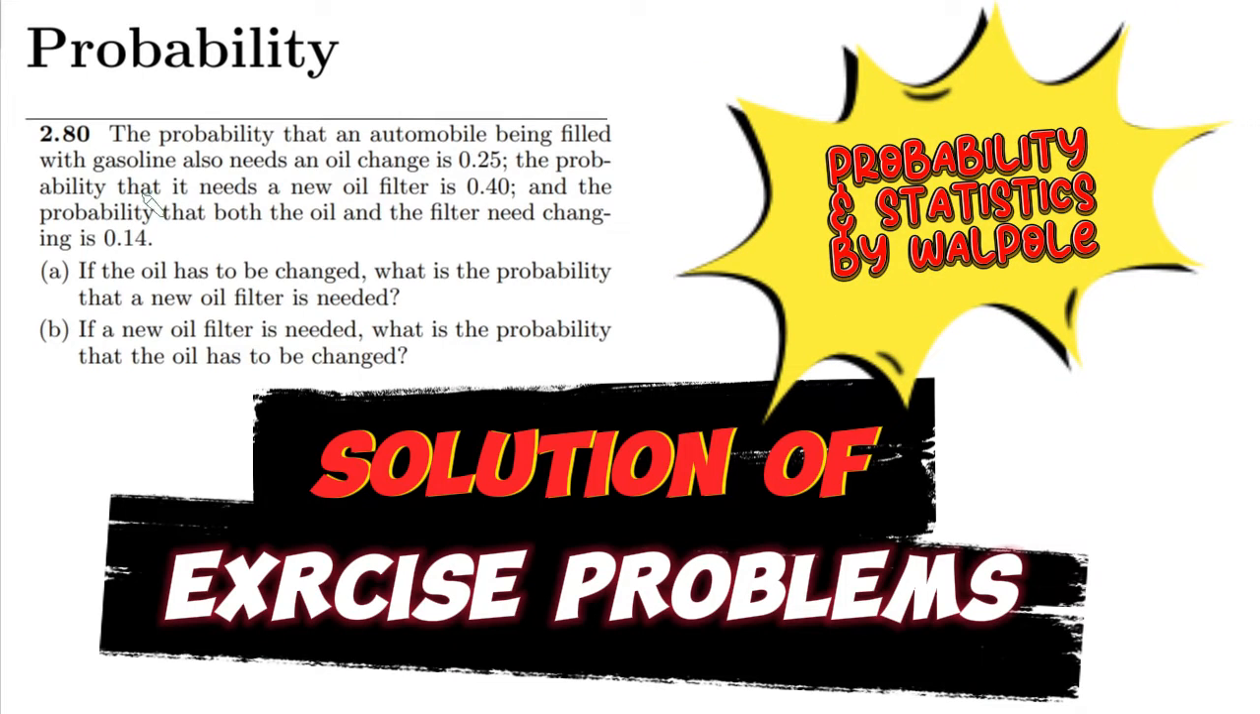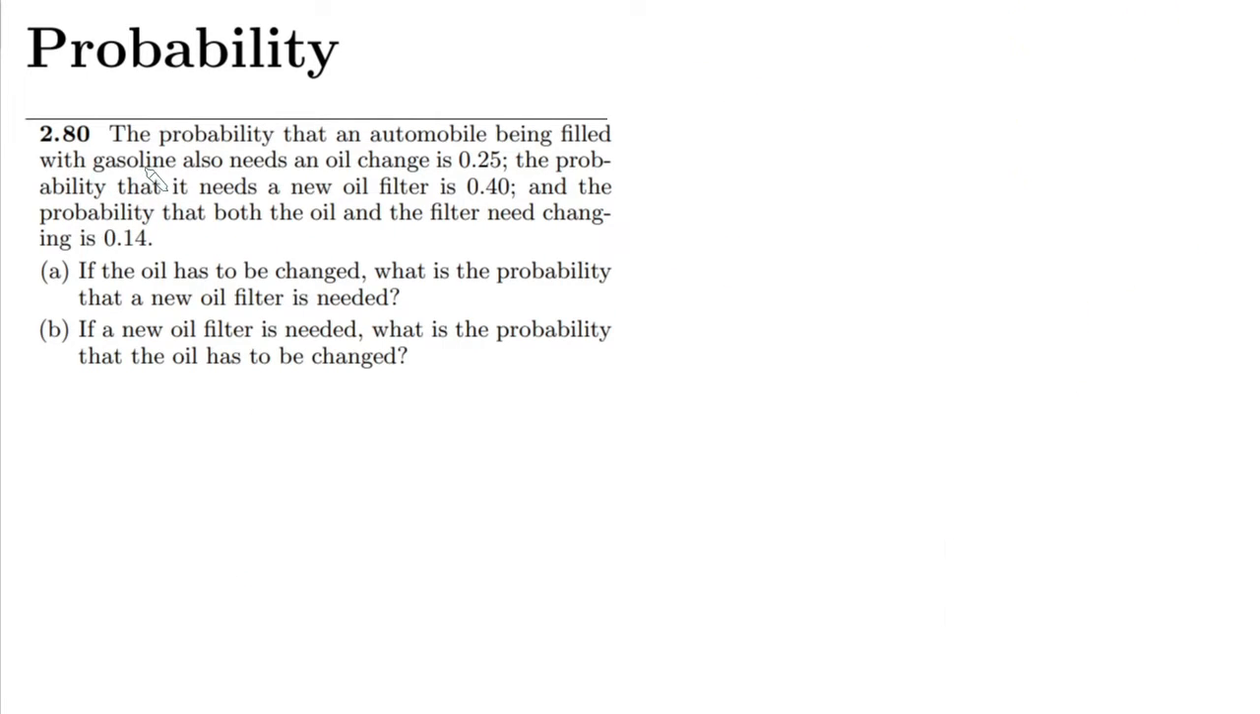Welcome back, guys. This is question 2.80, and the statement it has is: the probability that an automobile being filled with gasoline also needs an oil change is 0.25. The probability that it needs a new oil filter is 0.40, and the probability that both the oil and the filter need change is 0.14. So before going to solve for different parts of this question, let me first write the given data.